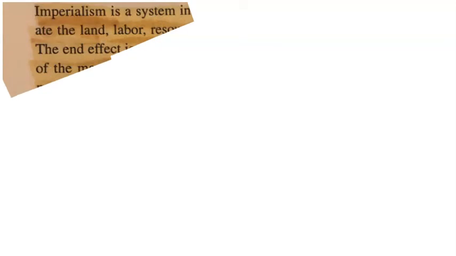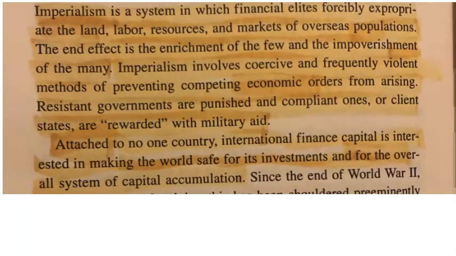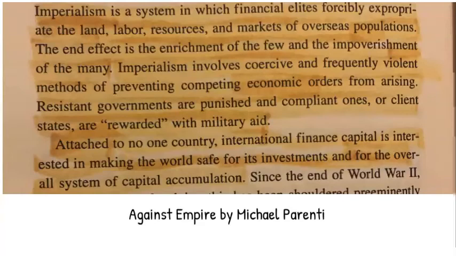But first, let's go to a quote by Michael Parenti in the book Against Empire. Now, in this book, Parenti writes, "Imperialism is a system in which financial elites forcibly expropriate the land, labor, resources, and markets of overseas populations. The end effect is the enrichment of the few and the impoverishment of the many. Imperialism involves coercive and frequently violent methods of preventing competing economic orders from arising. Resistant governments are punished, and compliant ones or client states are rewarded with military aid. Attached to no one country, international finance capital is interested in making the world safe for its investments and for the overall system of capital accumulation."